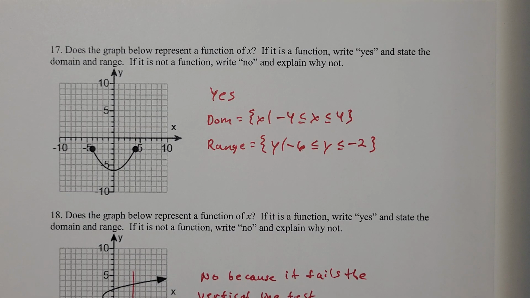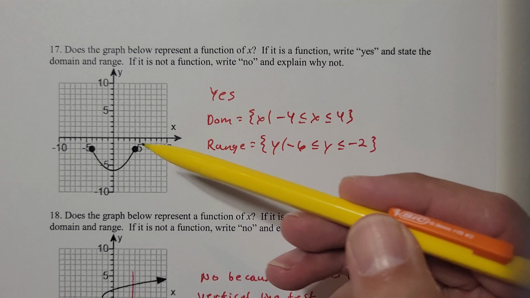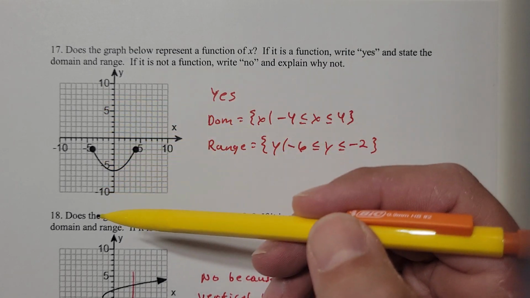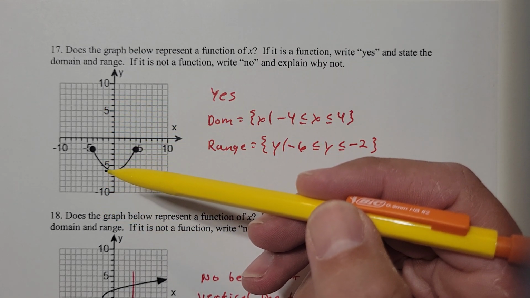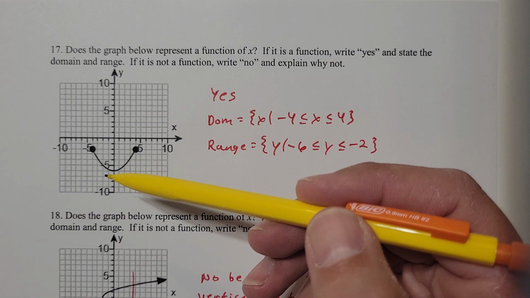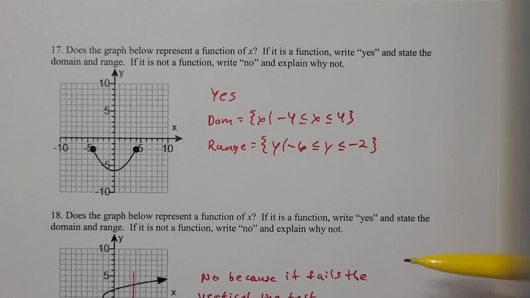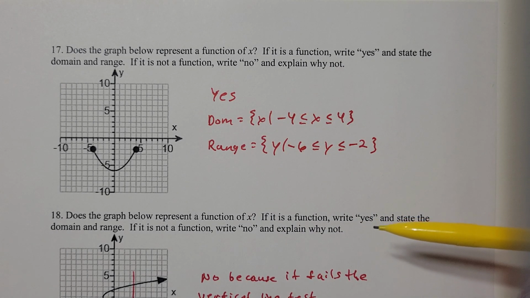Okay, so one of the really important things that we have to look for in order to call something a function is that it's got to pass the vertical line test. So if I swing a vertical line across the graph, any vertical line that I would draw is going to intersect the curve in only one spot everywhere. Okay, so this is going to be a function. So I'll write yes, and then state the domain and the range.